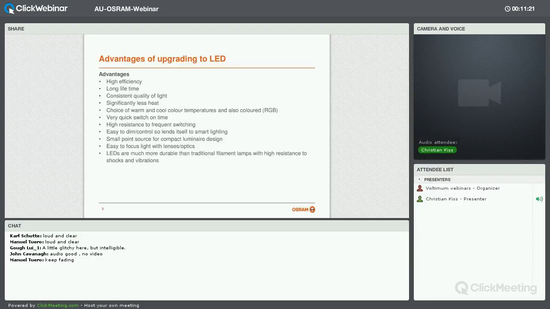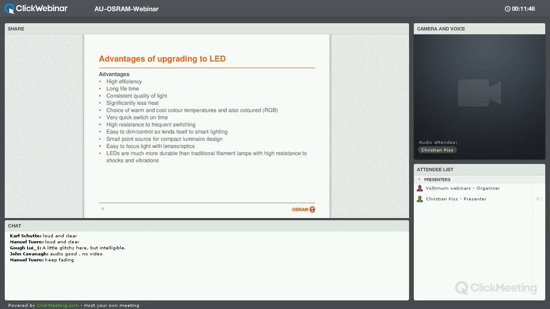Okay, so easy to dim and control. So it lends itself to smart lighting. LED chips are relatively easy to dim, either by increasing or reducing the current, or you can also use pulse width modulation, which is basically a switching circuit, switching the light on and off very frequently in a very short space of time to make it appear that the light source is dimmed.